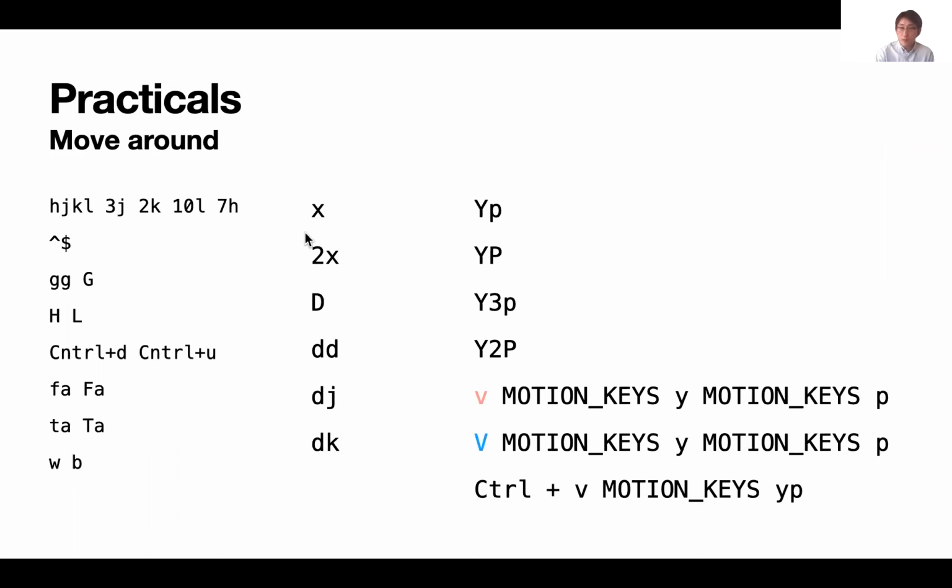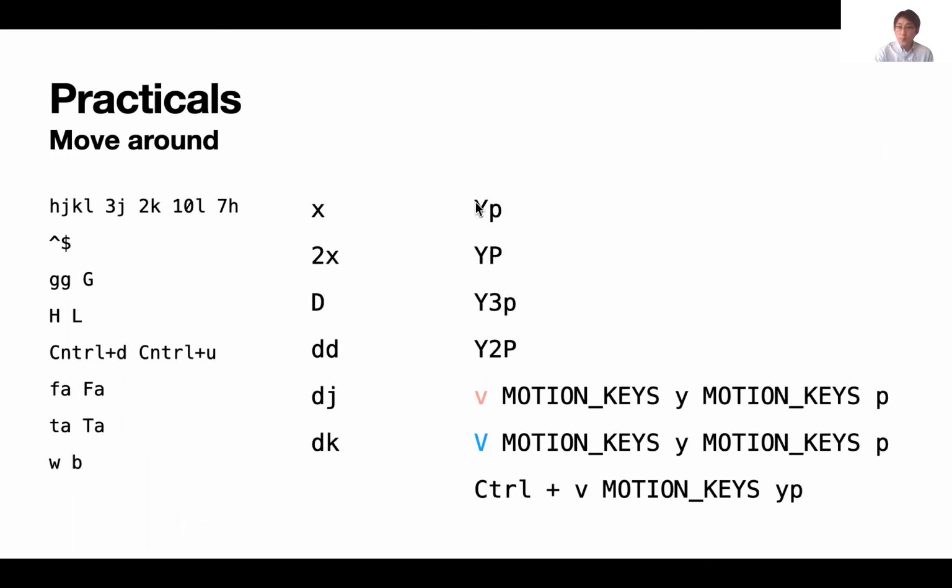On the second day, we did commands, deleting by X. We can put numbers in front of it: 200X will delete 200 characters. Capital D will delete everything from the cursor to the end of the line. Double D deletes the line, and we can also put numbers in front of it, say 1000 double D, then it will delete 1000 lines from the cursor point.